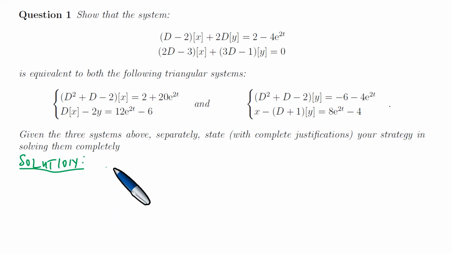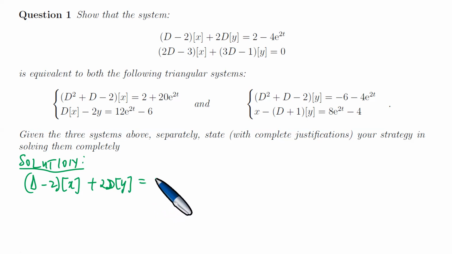Okay, the solution obviously goes as follows. So we label the first equation. And the first equation is the D minus 2. This is a very interesting notation we use here, the D notation, the D operator. So we have D minus 2, obviously acting on X as an operator. Somebody once argued that this obviously acts as a number. And then you have twice D operating on Y.